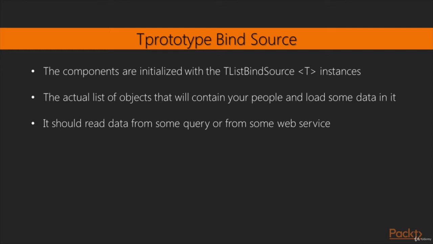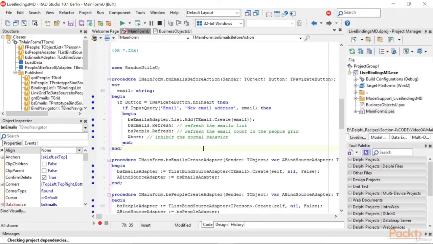This method loads some random data, but in a real application, it should read data from some query or from some web service. This is one of the LiveBindings strengths. You can visualize your data wherever its origin is. You are no more tied to TDataSet. After loading the data, you set the BSPeople list of objects to your people and then activated it.